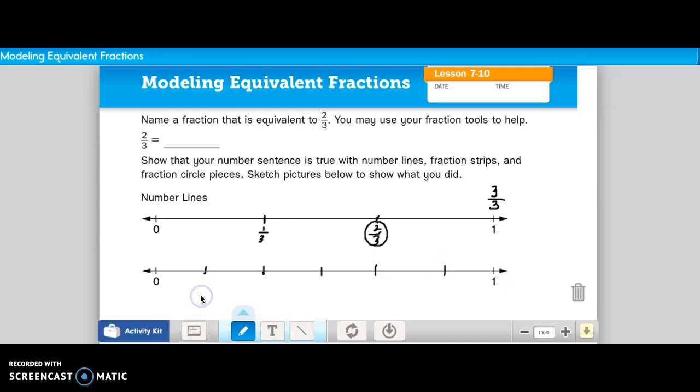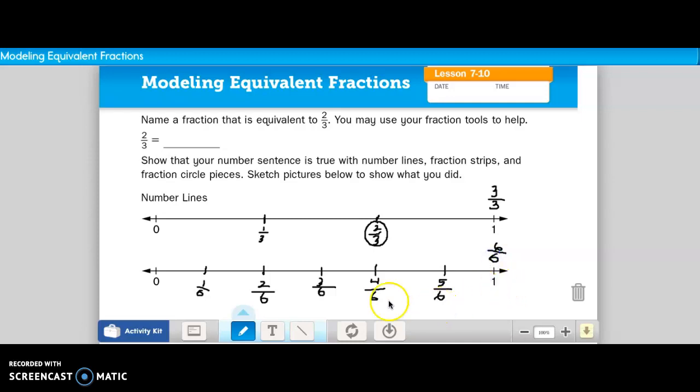So this is going to be 1/6, 2/6, 3/6, 4/6, and 5/6. And 1 is always when the numerator and the denominator are the same. That is 1. So this is 6/6.